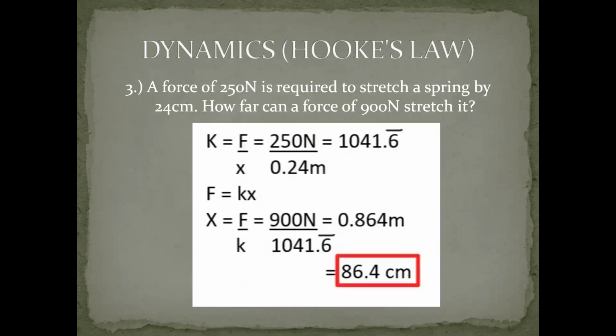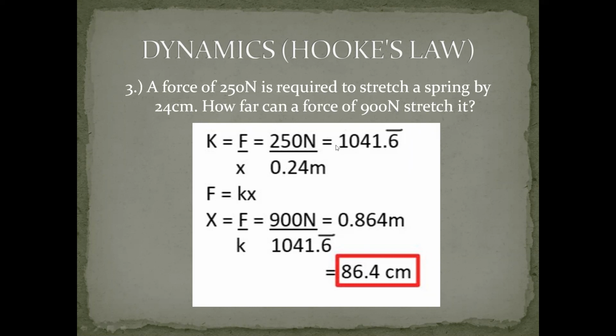So, yan. A force of 250 newtons is required to stretch a spring by 24 centimeters. How far can a force of 900 newtons stretch it? So we're looking for the distance. Okay. So first we're going to look for the spring constant. So you're gonna get the force of 250 newtons and 24 centimeters. So convert mo siya into meters, which is 0.24 meters, and you're gonna get 1,041.6 repeated. Or pwede mo siyang i-round off into 7. Okay, so walang problema dun.